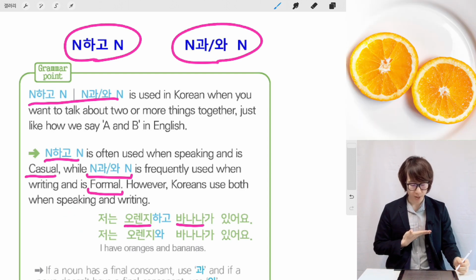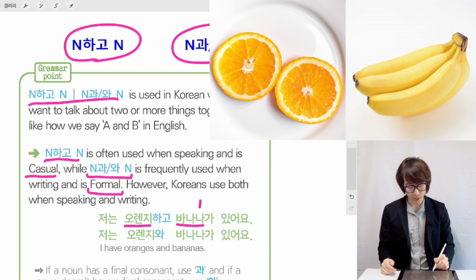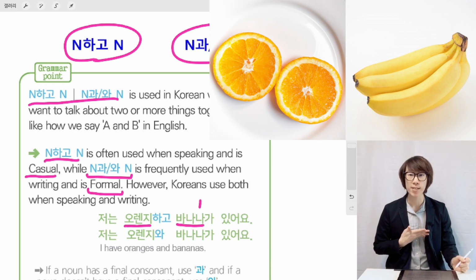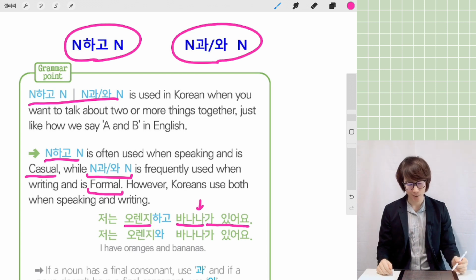저는 오렌지하고 바나나가 있어요. Banana, na has no ending consonant, so you can add 가 있어요. 저는 오렌지하고 바나나가 있어요. When you say noun하고 noun, you don't have to calculate whether the noun has an ending consonant or not. So when you say 하고, it's very easy to use.